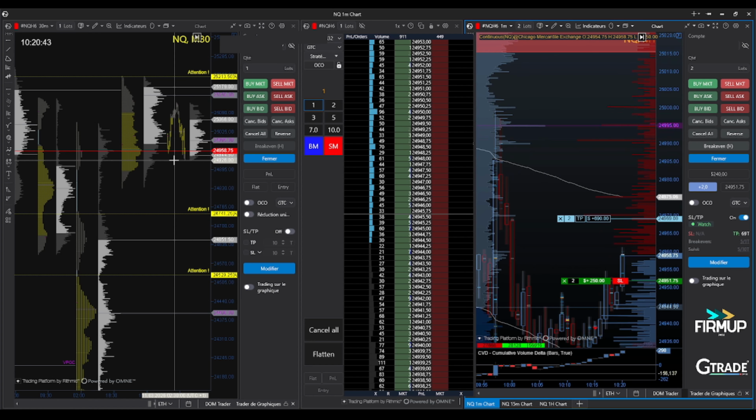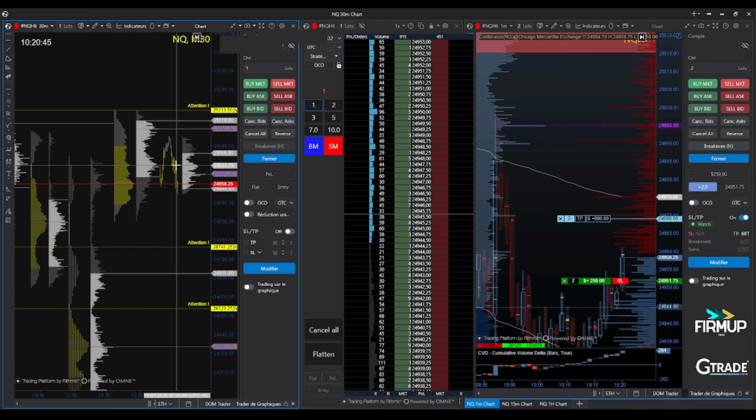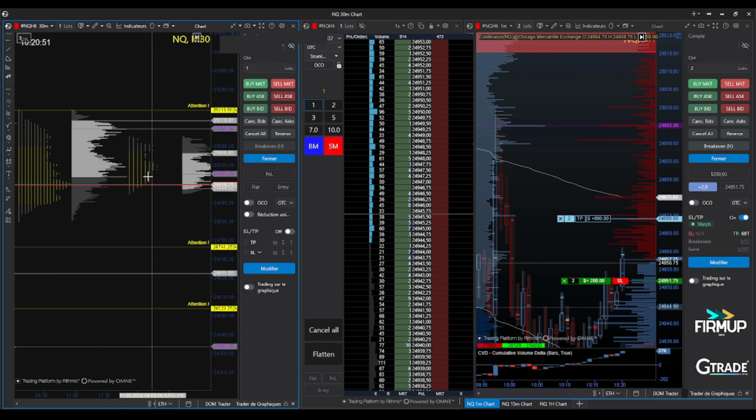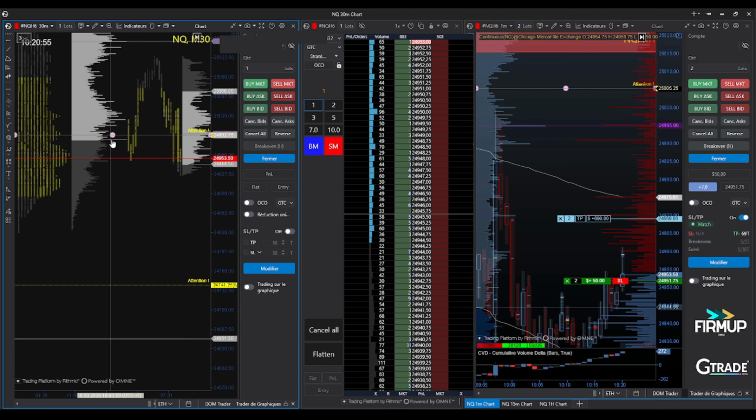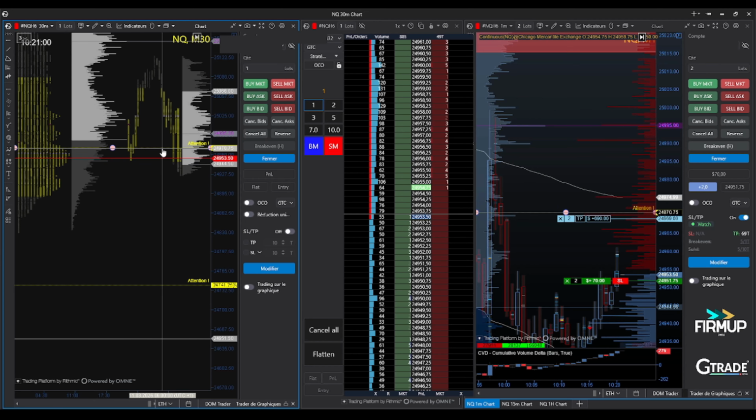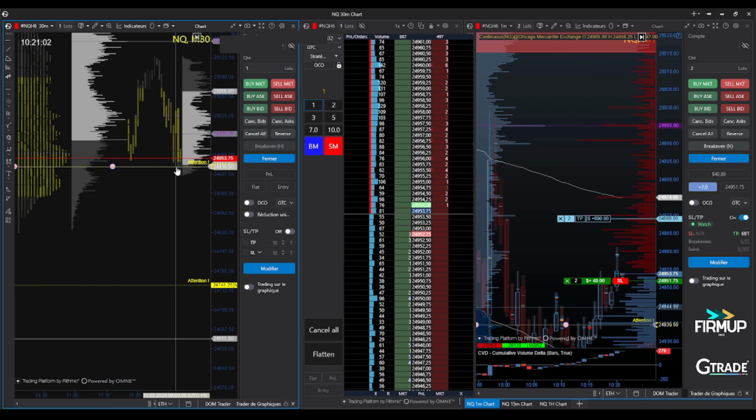this level. In many cases, these types of zones are defended by institutional participants because they represent prices where the market previously found an equilibrium between buyers and sellers. When price comes back to test this kind of level, it often creates a very interesting trading context because the market tends to react quickly when it reaches areas where liquidity is concentrated.